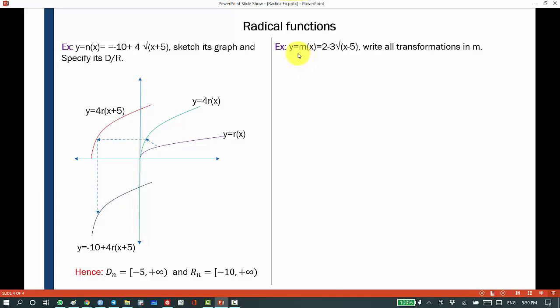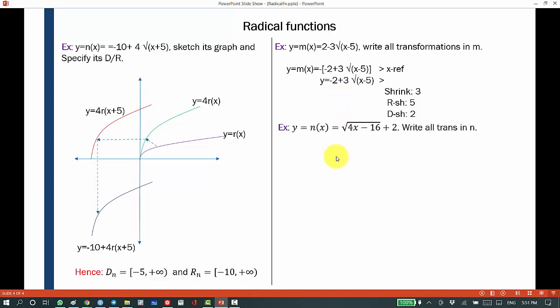Next, consider the function y is equal to m of x and write all transformations here. Taking minus 1 as a common factor, we get minus 2 plus 3 times square root of x minus 5. This minus outside indicates that we have an x reflection. Inside we have the shrink factor of 3, a right-hand side shift of 5 units, and a downward shift of 2 units.